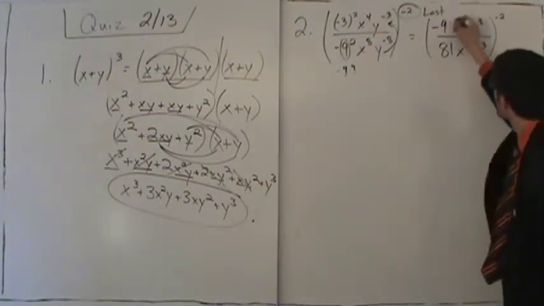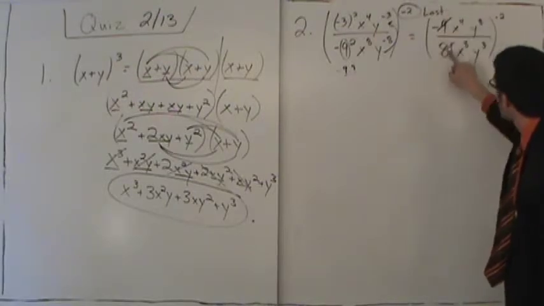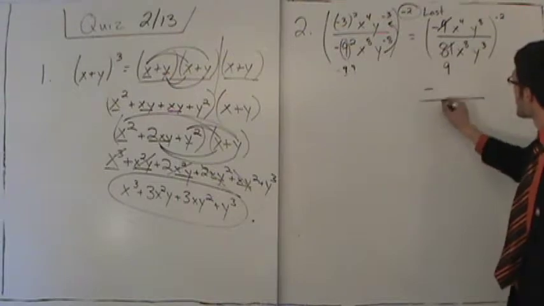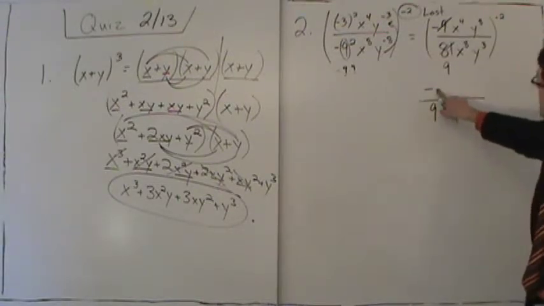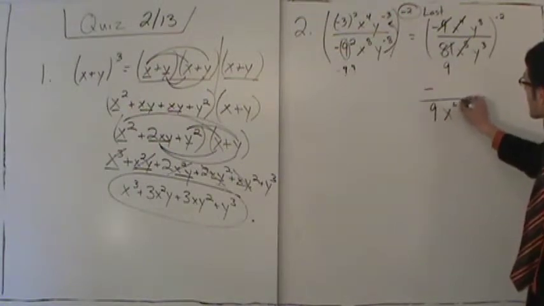Now we're going to cancel. So we cancel 9 with 81, divide them each by 9. 9 divided by 9 is a 1. 81 divided by 9 is 9, so we end up with a negative on top and a 9 on the bottom. Negative representing negative 1. And 4x's cancel with 8x's, leaving 4x's on the bottom.